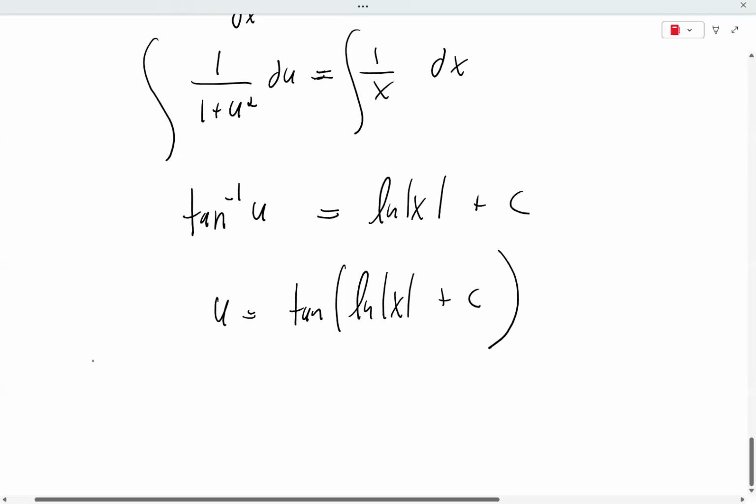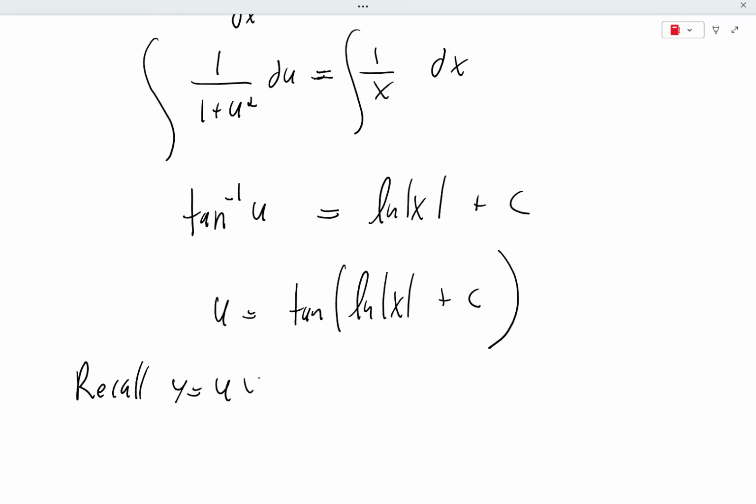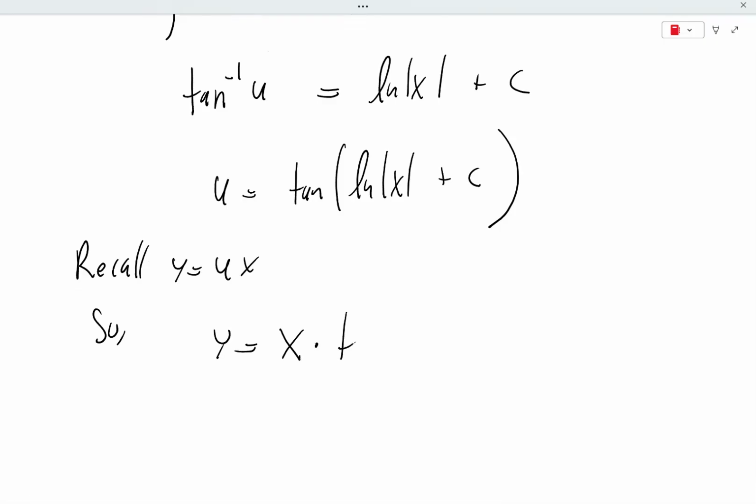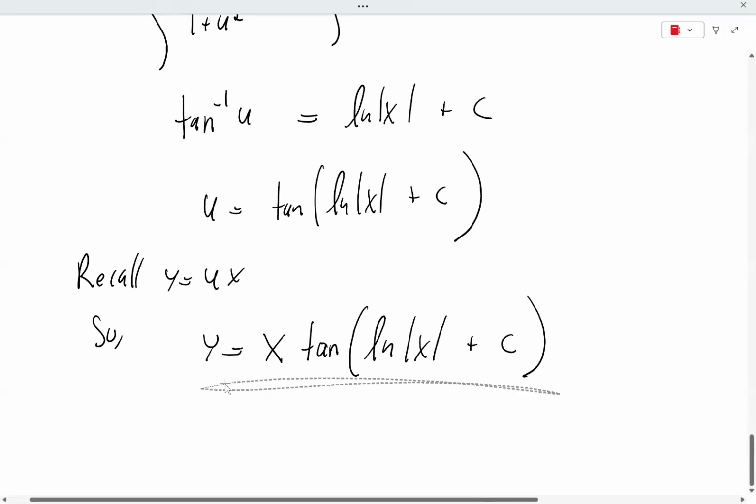Now recall that y equals ux. So the solution here would be y equals x times tangent of natural log absolute value of x plus c. So you end up with this here. This would be the answer. Any questions on that one?